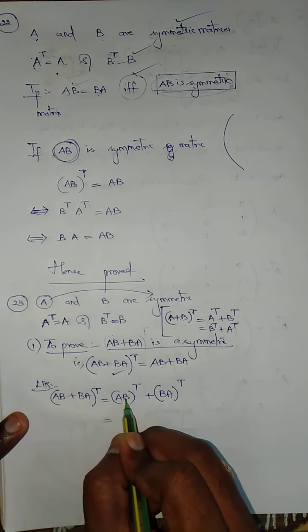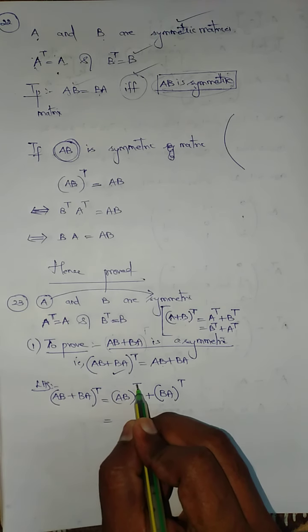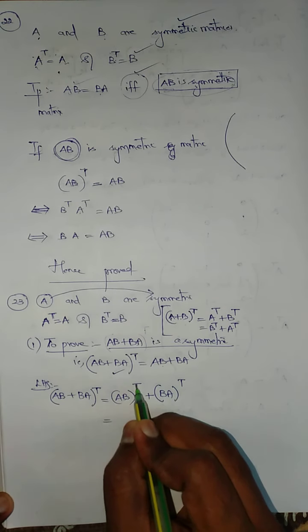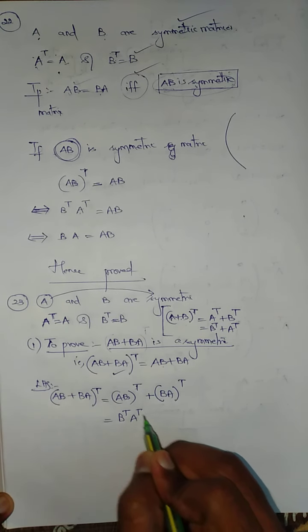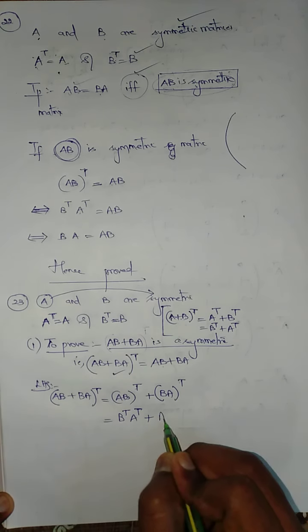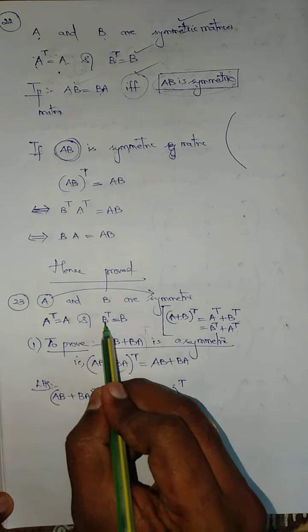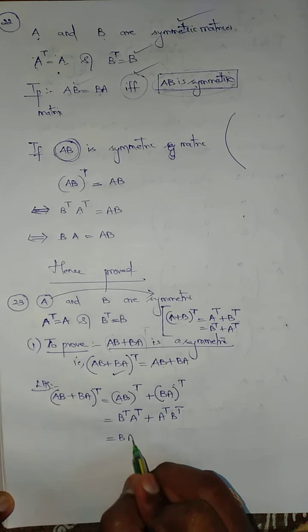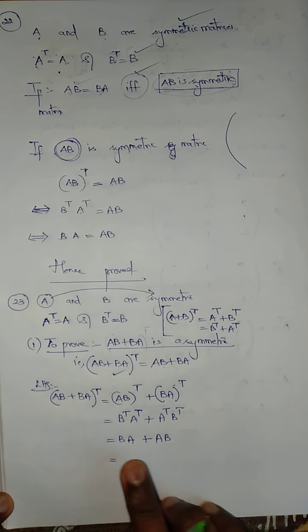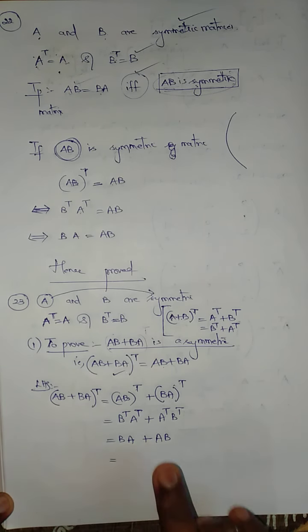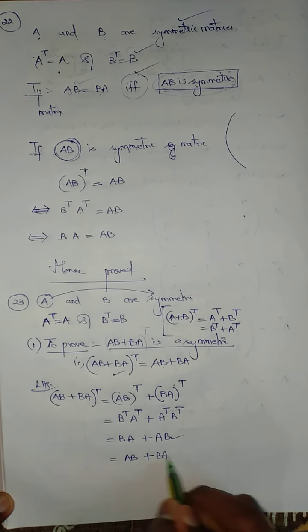We know the formula for AB the whole transpose. What is the AB the whole transpose formula? It is nothing but B transpose into A transpose; the last one comes first. The same here also: A transpose into B transpose. We know B transpose is B, and A transpose is A. So it becomes BA plus AB. Arrange it properly: first write this one, AB, plus BA.